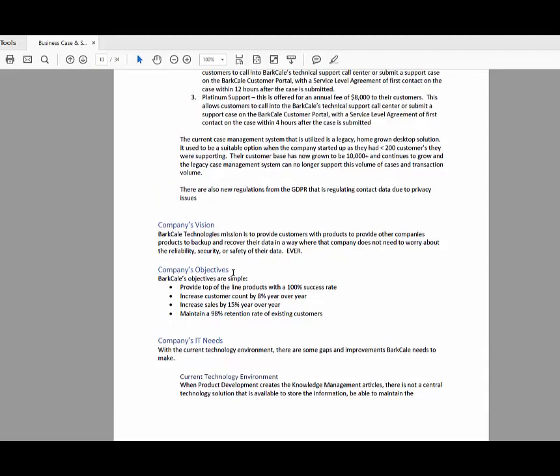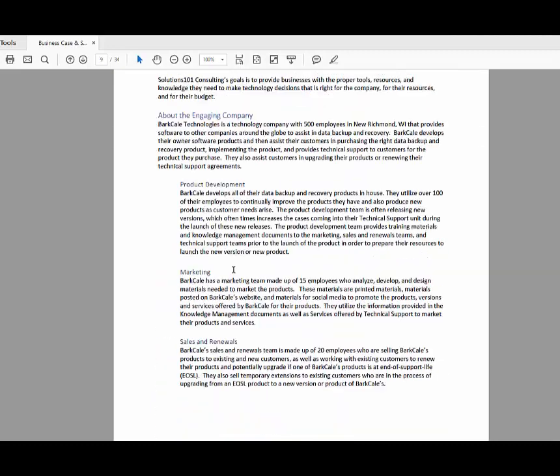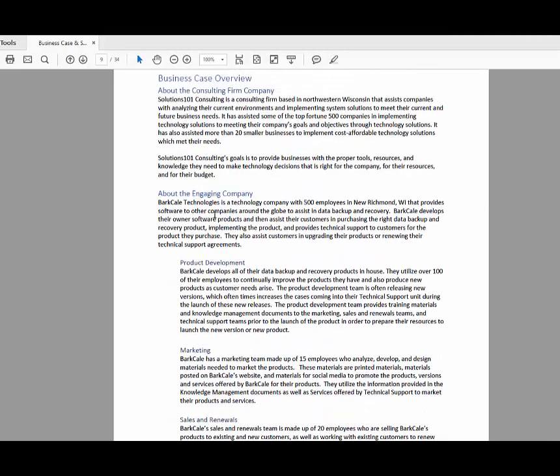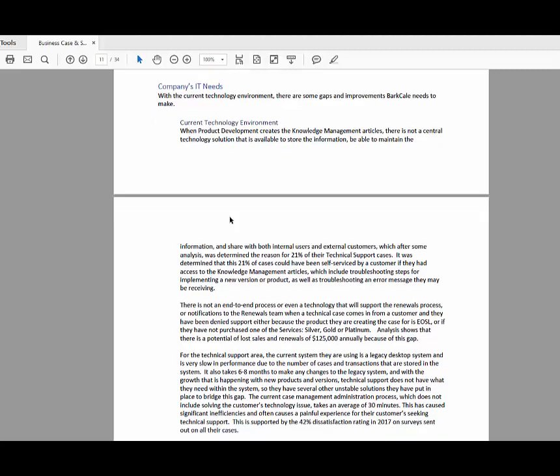So this first part is really the background about the company, telling more about what the company is. So doing some research and being creative about what your consulting company is all about and what the company that you are engaging with is all about. When you get into the company's IT needs, you'll be asked to talk about their current technology environment. What does their current technology environment look like? What data is there to back that up?